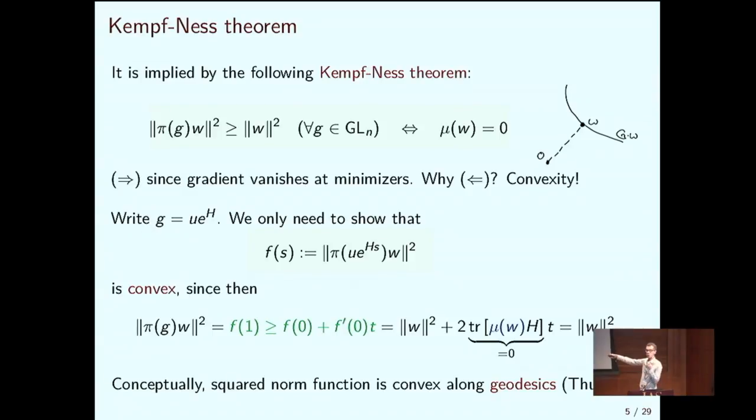Let's take this polar decomposition from before. So you write it as a unitary times something positive definite. And now the only thing that we're going to do is show that this function is a convex function. So what is this function? It has a real parameter, f of s.